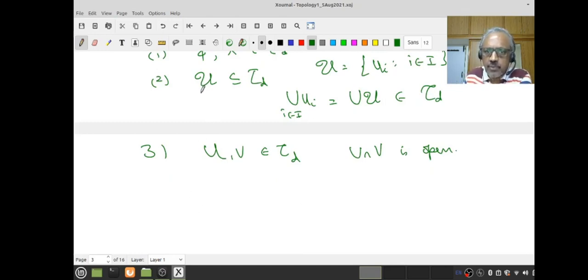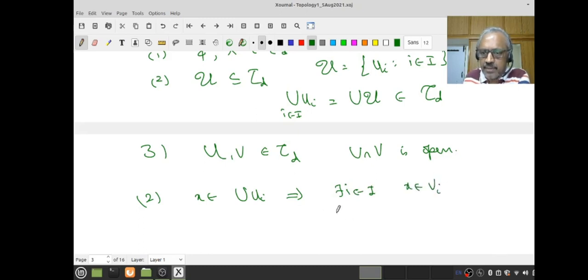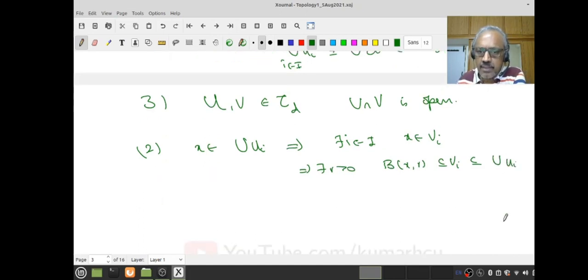Let us prove 2. Let x belong to the union of U_i. What do I have to prove? I have to find an r. Now x belongs to the union of U_i implies there is an i in I such that x belongs to U_i. Since U_i is open, there is an r positive such that B(x, r) is contained in U_i, and therefore it's contained in the union of U_i, right? Therefore, given any x in the union of U_i, I have proved there is an open ball contained in the union. Therefore the union of U_i belongs to tau, right?